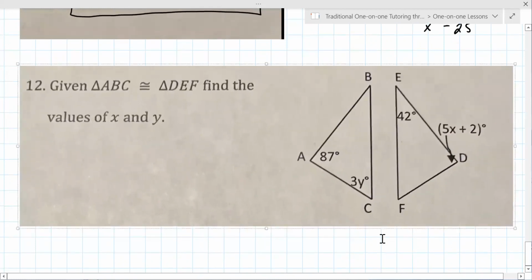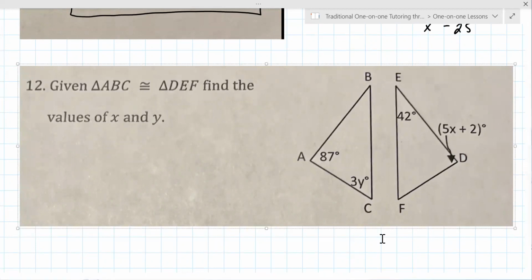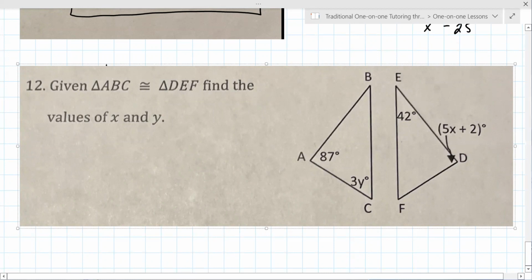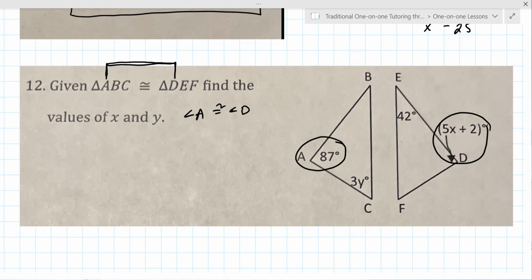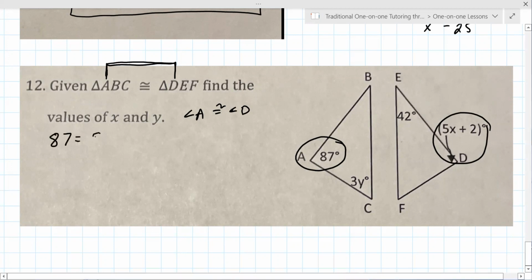Okay. It says given triangle ABC is congruent to triangle DEF, find the values of X and Y. The order of the letters matters. It's saying that angle A is congruent to angle D. The first letter is congruent to the first letter. Do you see how angle A is 87 and angle D is 5x plus 2? Yes. So they're congruent. Congruent means they are equal. Equal means you set them equal to each other.